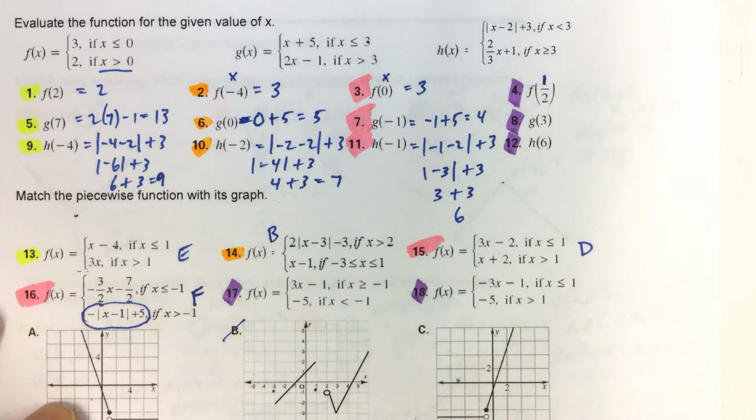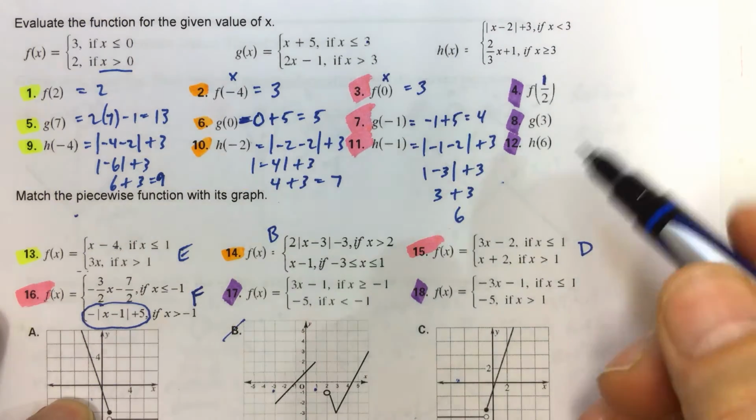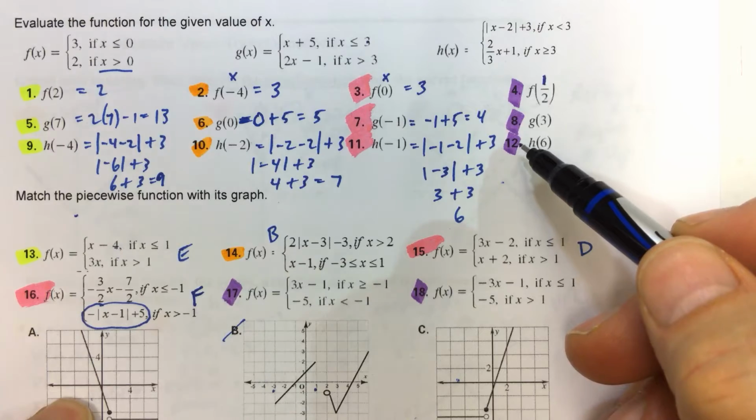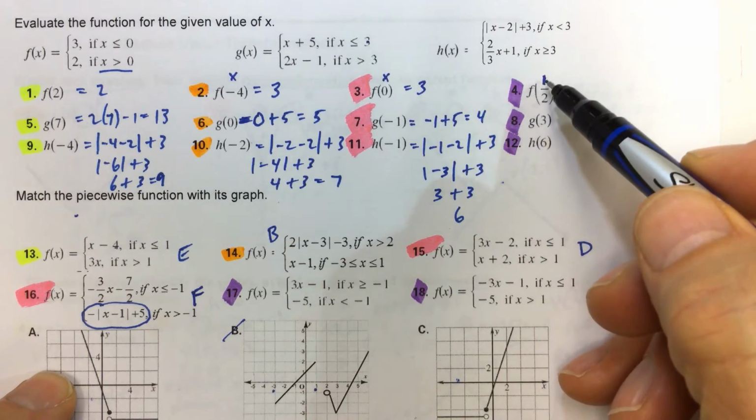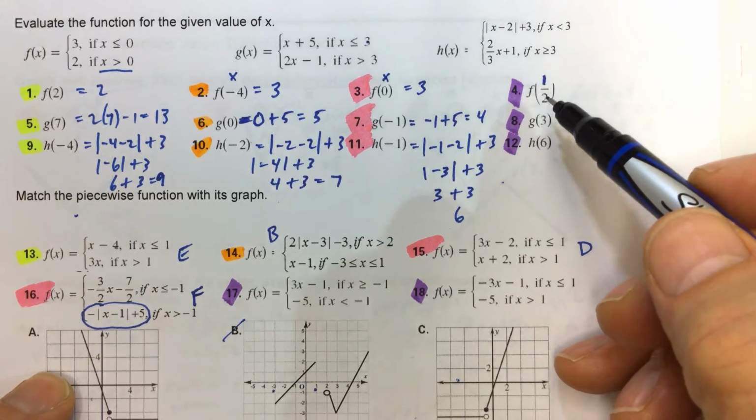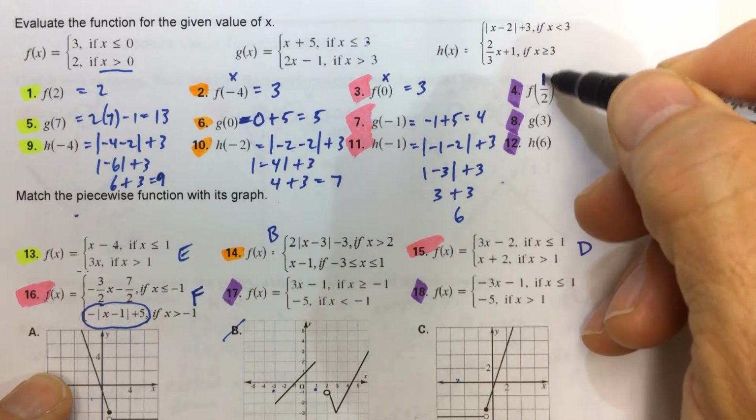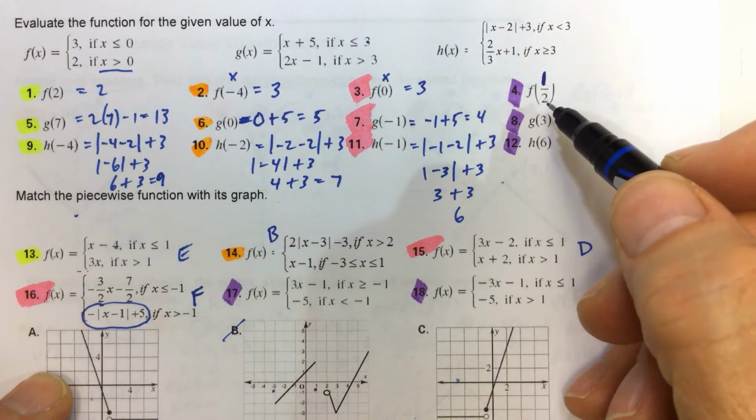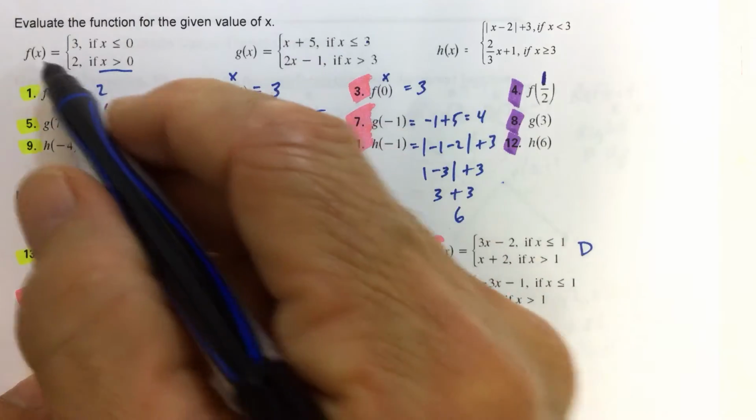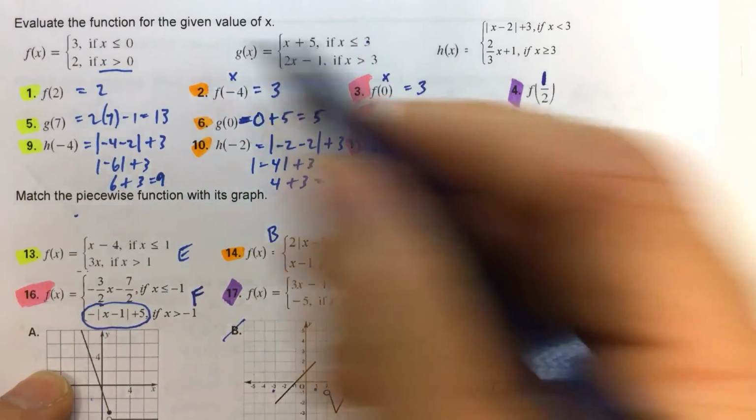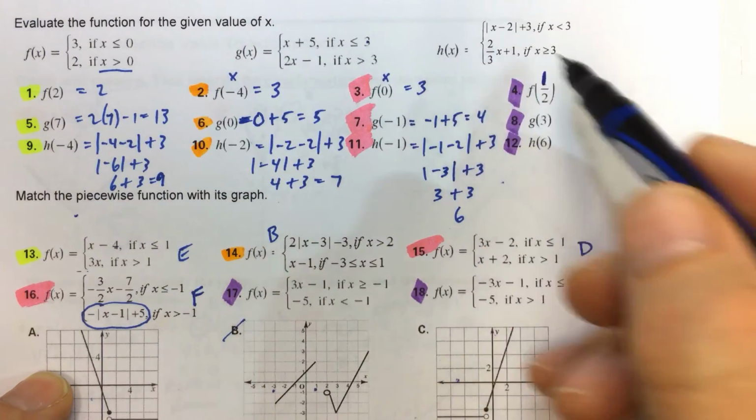So on the back side, the piecewise function side, 4, 8, and 12, you're supposed to come up with f of 1/2. And maybe that didn't show up really well in your paper. Sorry. It got cut off somehow. But f of 1/2. So the first thing we have to notice here is that we have three functions up here, f, g, and h.